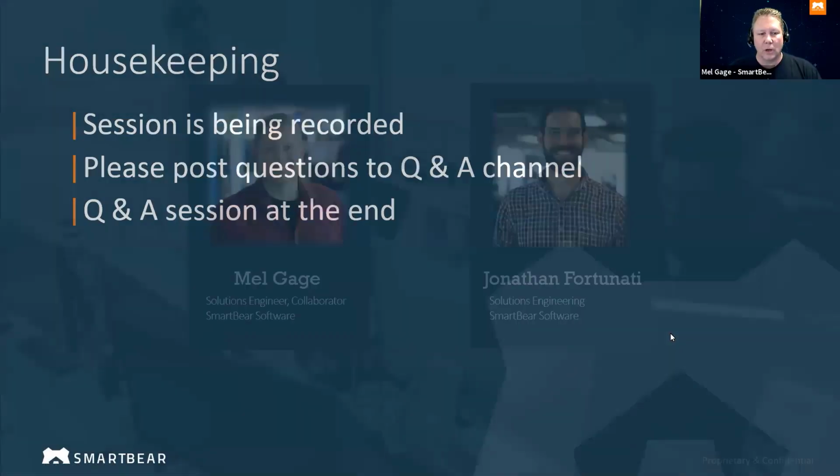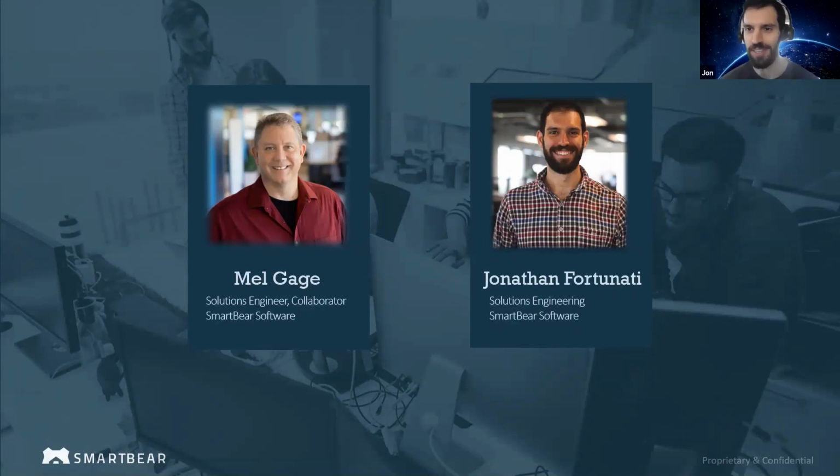And so I'm Mel Gage. For those of you who don't know me, I'm a solutions engineer supporting Collaborator here at SmartBear. It is my primary product, and I think we have a great product and a lot of new features to show you today. And joining me today is Jonathan Fortunati. Hello, everybody. I manage a team of solutions engineers at SmartBear. I used to be the Collaborator guy. Now I work on some other products, but still work with Collaborator when Mel takes vacation and things like that.